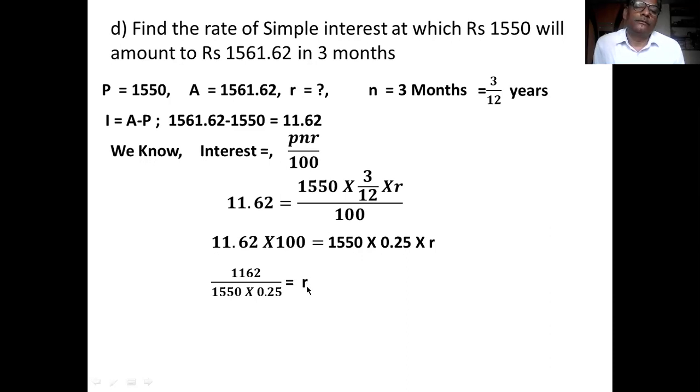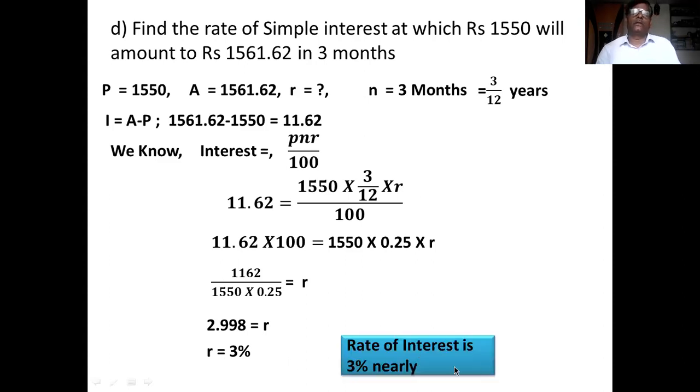Therefore, R is equal to 2.998, nearly 2.998. 2.998 is nothing but 3% nearly. So R is equal to 3%. Rate of interest is 3%, nearly or exactly. Clear? Any doubt about the calculation of rate of interest?